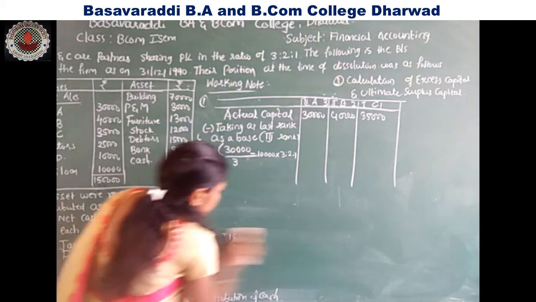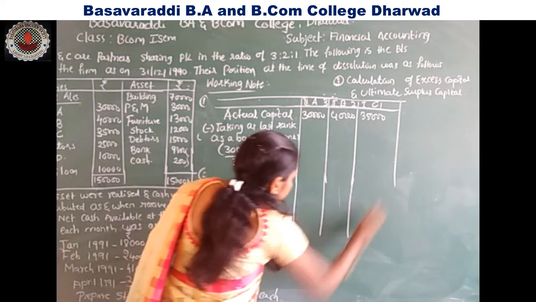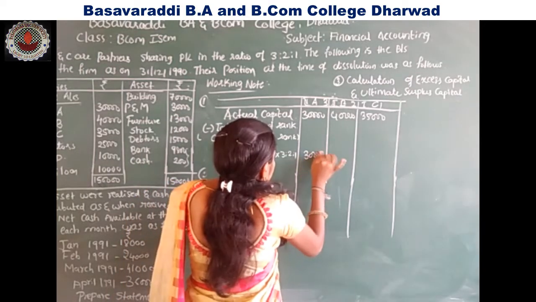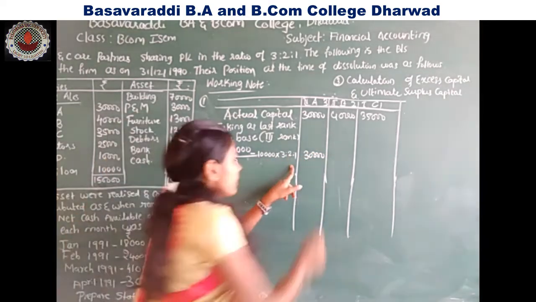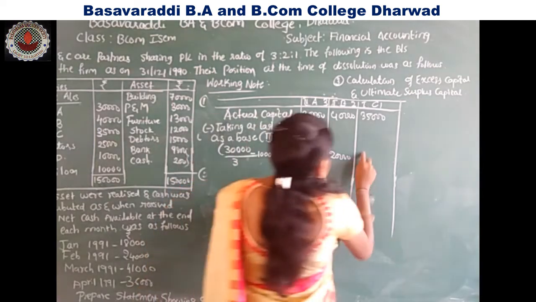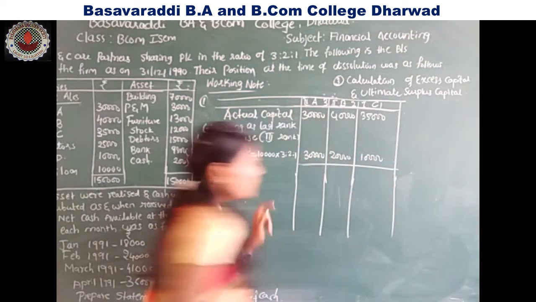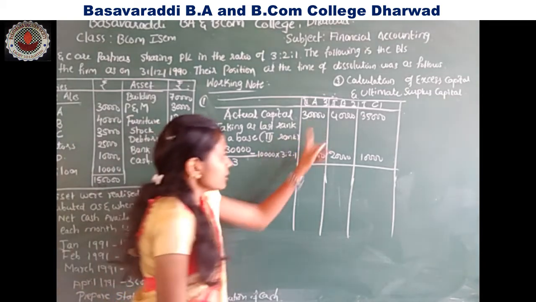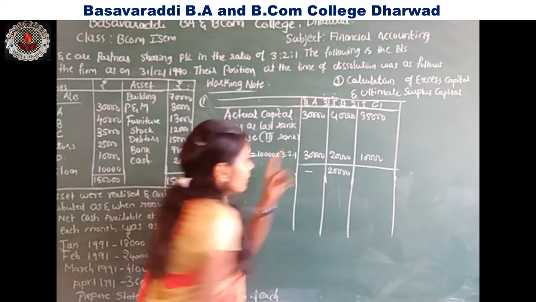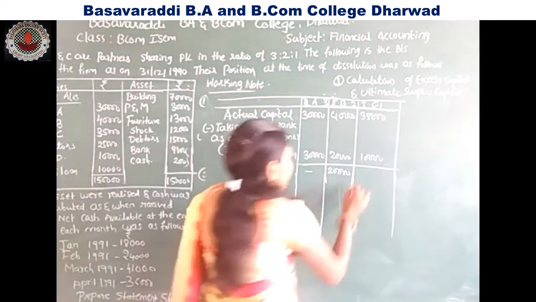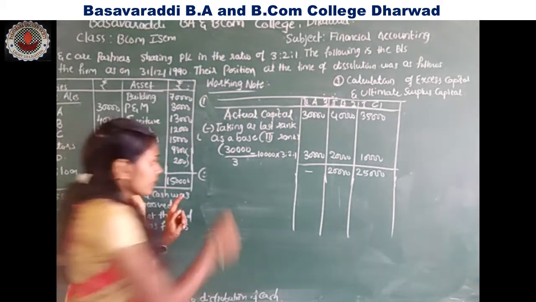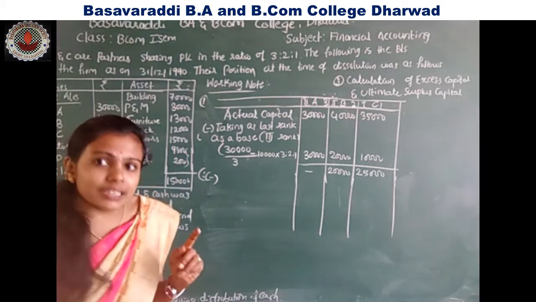3 is to 2 is to 1. 10,000 into 3 is equal to 30,000. 10,000 into 2, 20,000. 10,000 into 1, 10,000 rupees. 30,000 minus 30,000 is nil, 40,000 minus 20,000 is 20,000, and then 35,000 minus 10,000 is equal to 25,000.